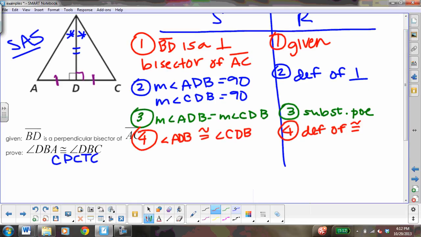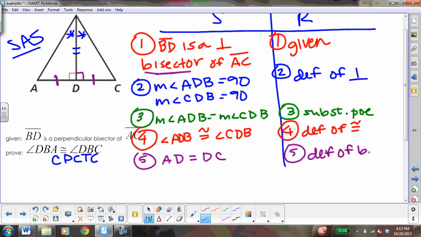My next step will deal with the bisecting part of my given. So since BD bisects AC, it means that segment AD has to be equal to segment DC. Since those two segments are equal, they also have to be congruent.